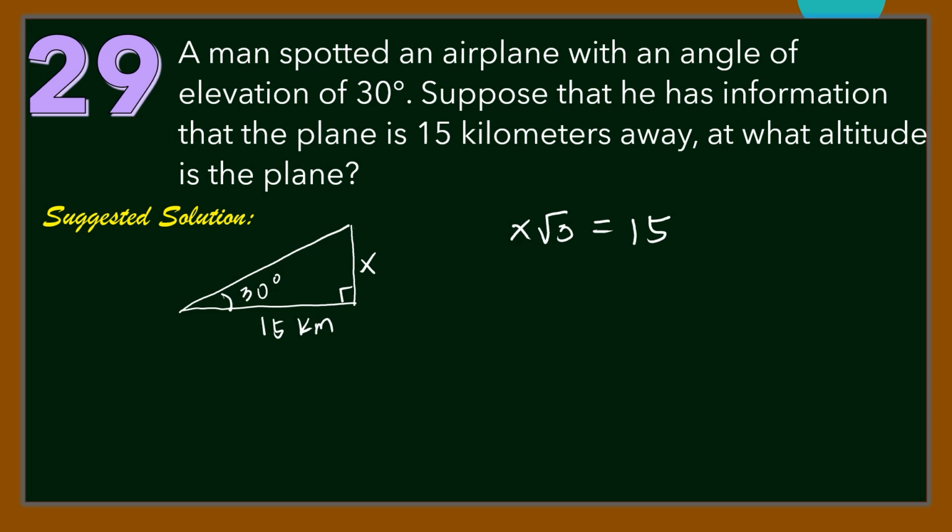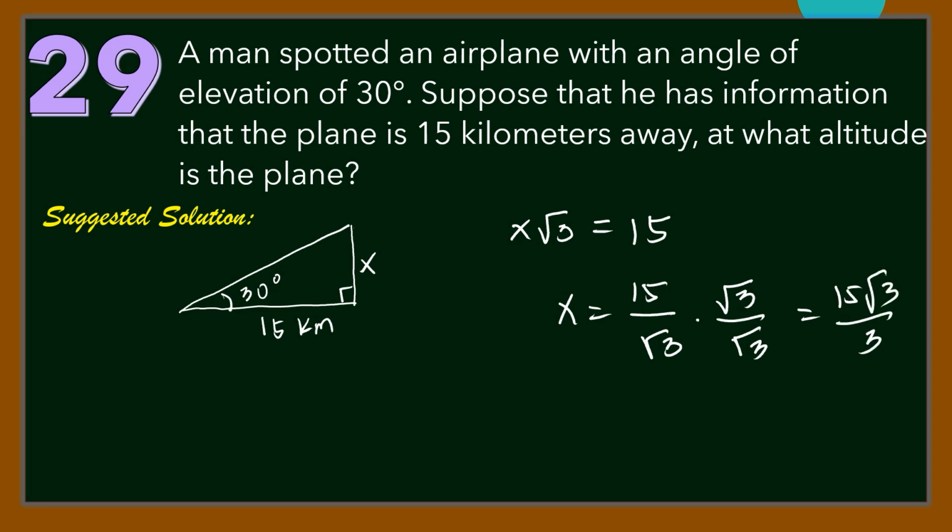Dividing both sides by square root of 3, we have x is equal to 15 over square root of 3. And rationalizing the denominator, we have 15 times square root of 3 over 3, or this is equal to 5 square root of 3 kilometers.